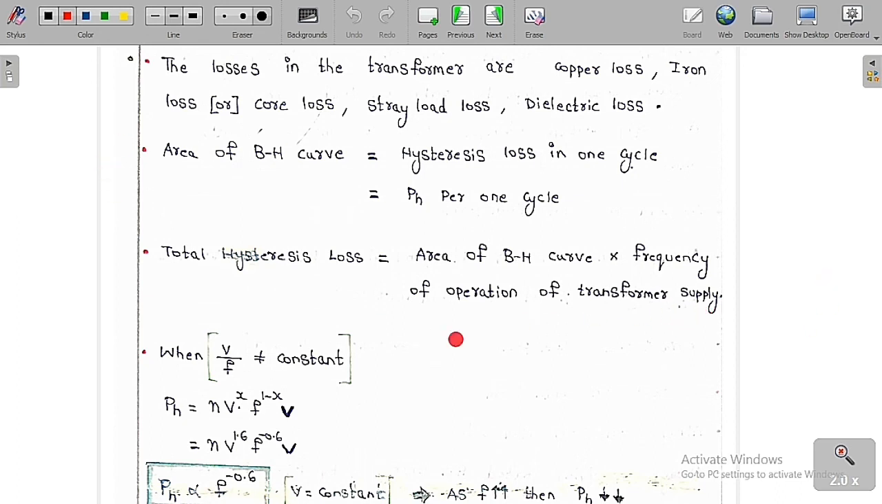So then we are going to get the total hysteresis loss in 1 second. In 1 second, how much total hysteresis loss is happening, that we can easily figure out, which is called the PH. Therefore, total hysteresis loss, the amount of loss which occurs in 1 second, is equal to the area of the BH loop times the frequency of operation of the transformer supply. Because the area of the BH curve tells you only the hysteresis loss in 1 cycle. So if you multiply by frequency, then you get the total hysteresis loss in 1 second.